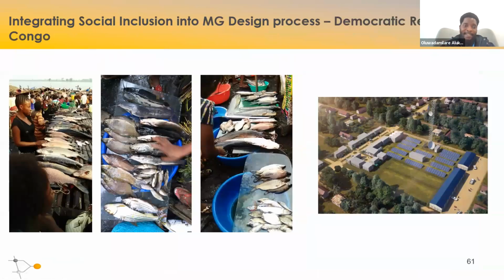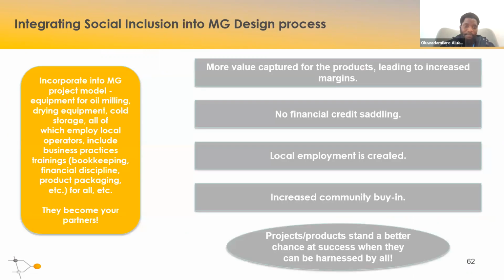please. Again, this is another identity, mostly women in the DRC, fish sellers. There's zero infrastructure for cold chain, and they have to throw away every fish that was caught on the same day. If they don't sell it, they have to throw it away. Next slide, please. And what's the solution to this? We incorporate all these various drying, cold chain into the whole project.